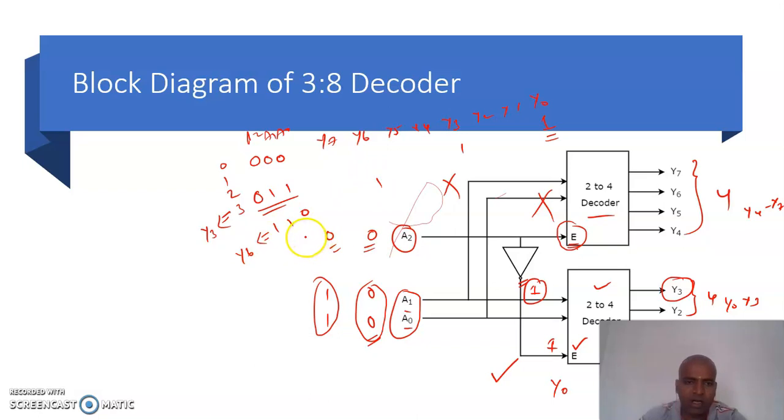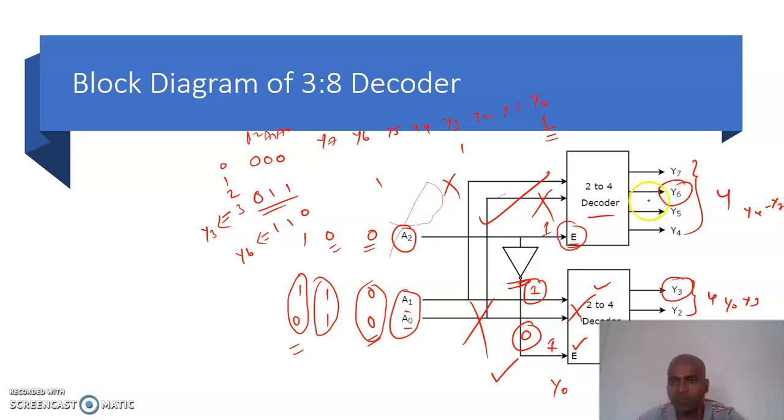So have a look at this, 1, 1, 0. The 1 means the enable value is high, so this device will work, and the other won't work because the inverter is there, so its enable is now 0. Now the input is 1, 0, so 1, 0 means it will select the third output here. So the Y6 value is equal to 1. In this way we check how the 3 to 8 decoder works using 2 to 4 decoders.